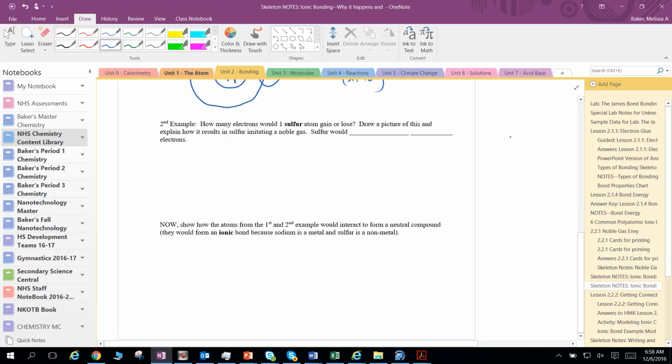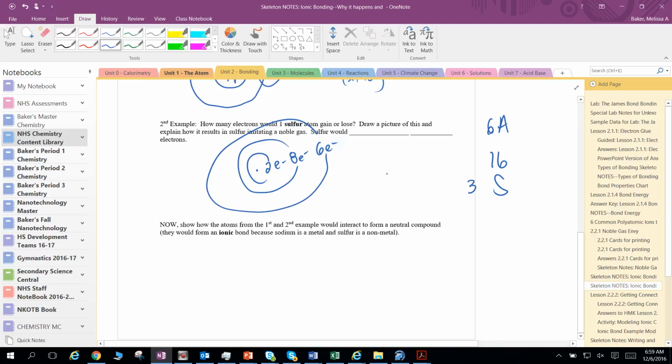So how about sulfur? Sulfur is in group 6A. It's number 16, and it's in period 3. So sulfur has 2 electrons, 8 electrons, and its outermost shell has 6 electrons. Sulfur is really close to noble gas number 18, argon. It just needs to gain 2 electrons to have 8 in its outer shell. So sulfur would gain 2.